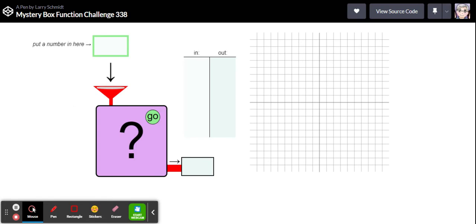In the purple mystery box there is some math and your challenge is to figure out what that is. You can use the link in the description if you want to try this out on your own, and when you've got an idea, come on back and see if we get the same thing.